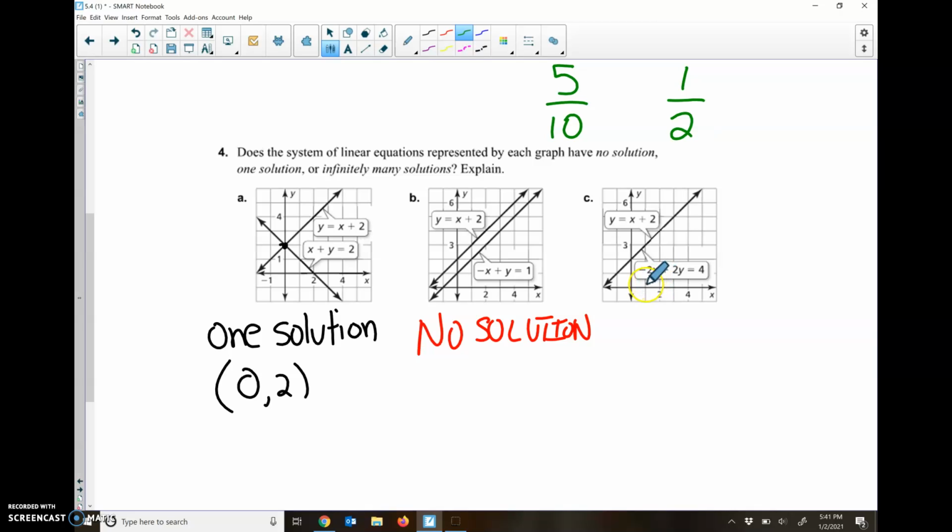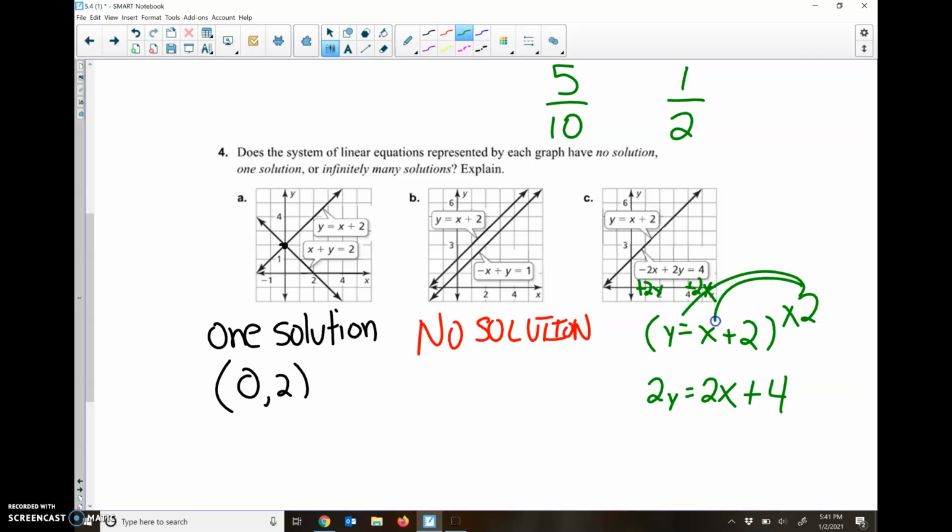If I were to add 2x to each side here, I get y equals x plus 2, and then I have 2y equals 2x plus 4. We can see a little pattern here. Here's a y and here's a 2y. Here's an x and here's a 2x. Here's a 2 and here's a 4. Well, this one's really just disguised, and if I multiply that whole thing by 2, I really get the same answer here. 2 times y is 2y. 2 times x is 2x. 2 times 2 is 4. They're really the same equation.